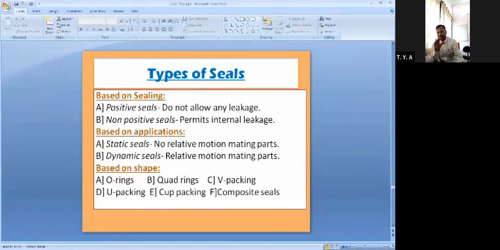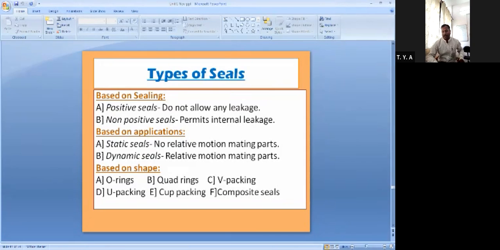Hence these dynamic seals are subjected to wear, because they are assembled between two mating parts which move relative to each other. So due to that only, these dynamic seals are subjected to wear.